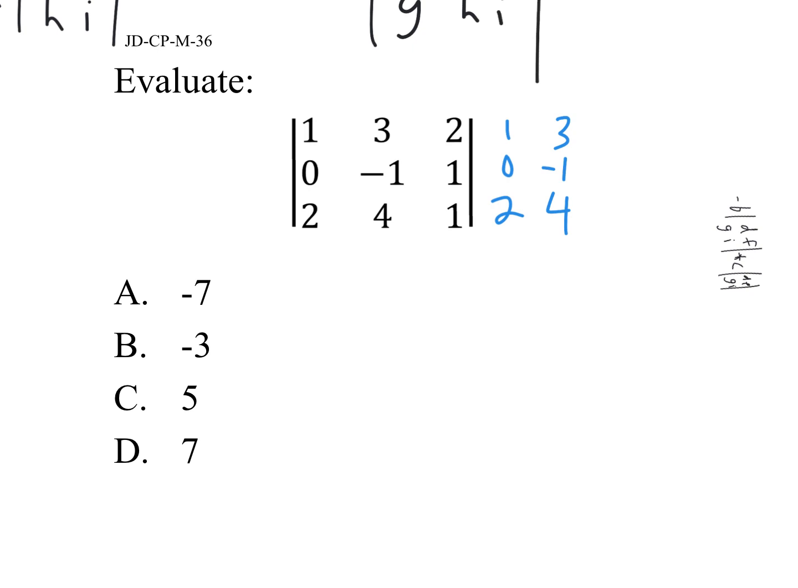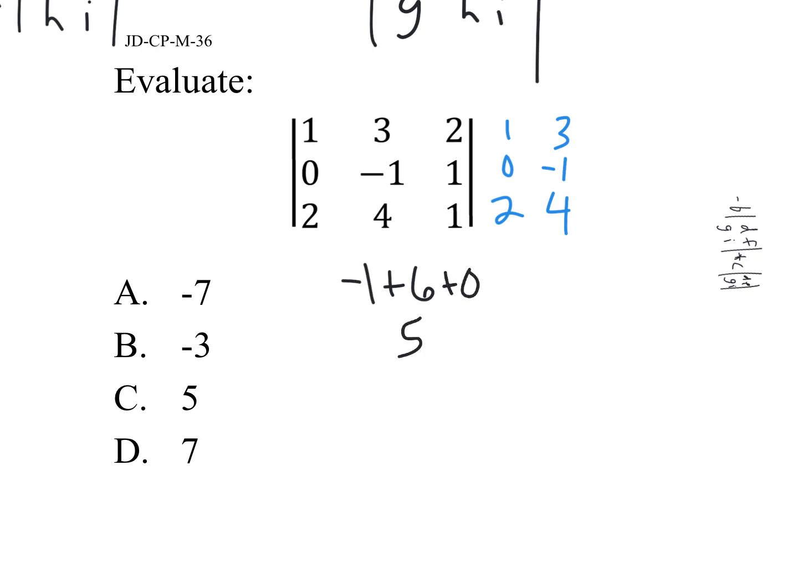First going this direction. So 1 times negative 1 times 1 is negative 1. And you could do these on your calculator if you had any hesitance. Then 3 times 1 times 2 would be 6. And then 2 times 0 times 4 would be 0. So that would be 5.